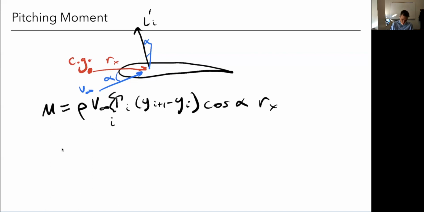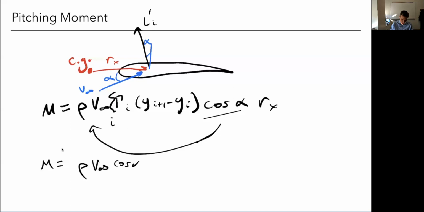I've got a sum over i. And actually, I should have brought this out. This term here is constant, so I could bring that out of the summation. Sorry, I made that a bit of a mess. Let me write that one last time: rho V infinity cosine alpha, sum over i of gamma_i (y_{i+1} minus y_i) times Rx, which in general varies with i. The other thing I need to do is consider the sign. For a positive lift, if I do R cross F, that's going to give me a nose down. And by convention, a nose down we consider a negative pitching moment. So I just put a minus sign up front.